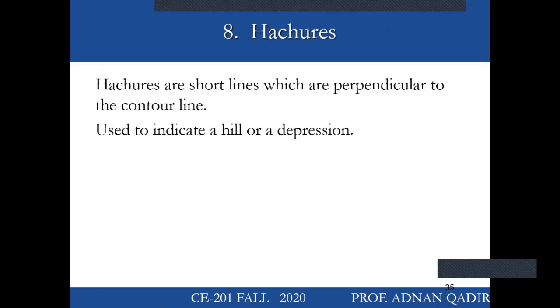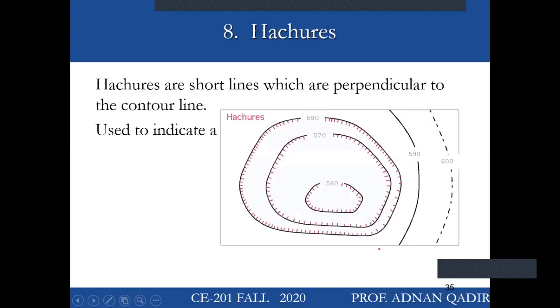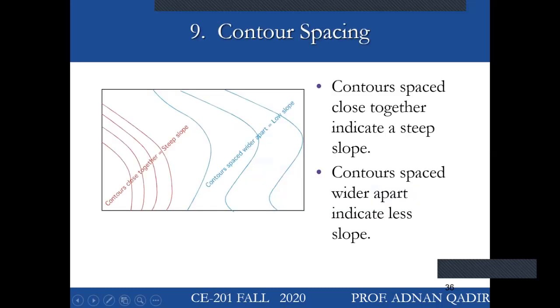Then there are hachures. Hachures are short lines which are perpendicular to the contour lines, used to indicate a hill or slope. So you see, if you look at this, again, this is a hill, 580, 570, 560, 590. So these are small portions of the hills. If the spacing is very close, then it means it has a steep slope, maybe 2%, 3%, 4%.